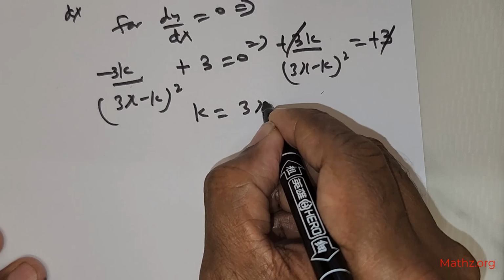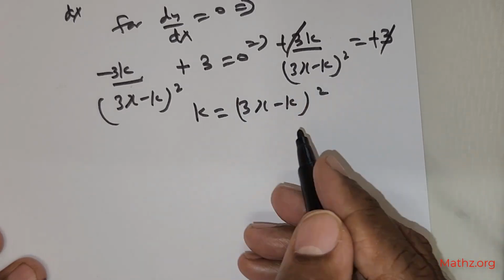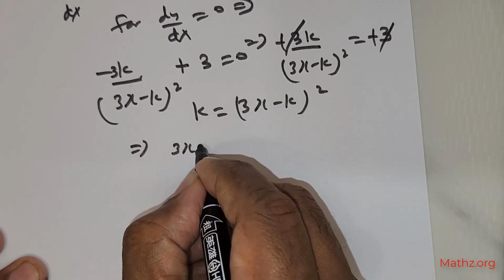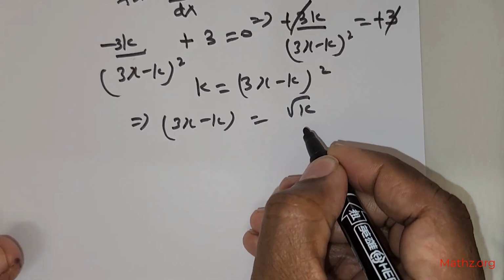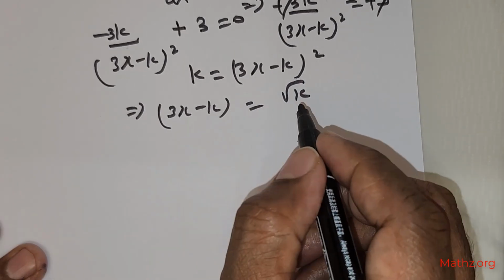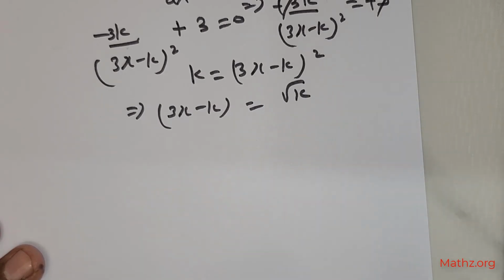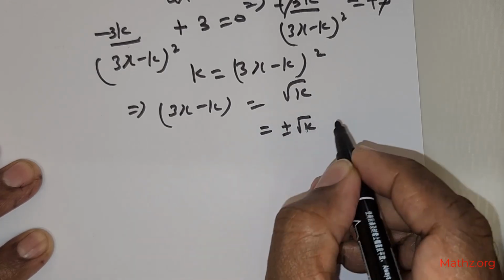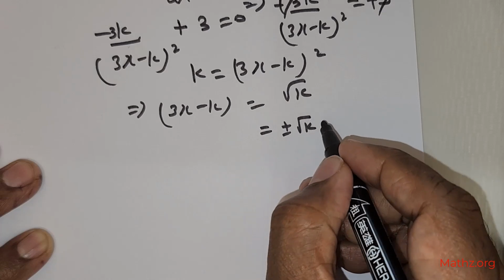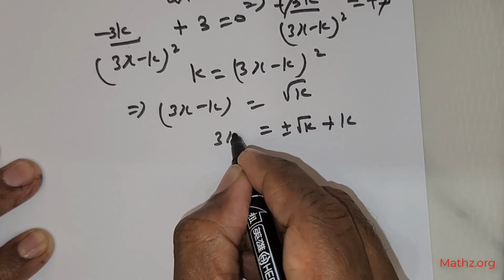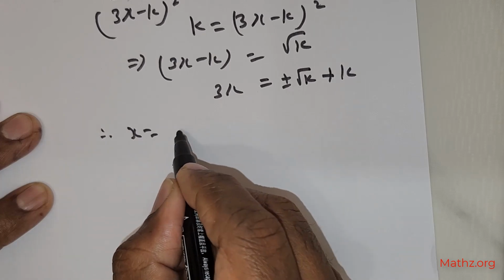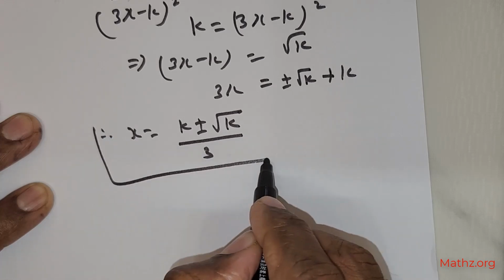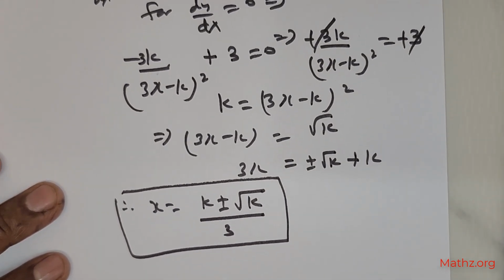k is equal to (3x - k) the whole square. Now you take the square on this side, it becomes square root. So 3x - k is equal to root of k. Now the point is you will have to extract the value of k. So this would give you plus or minus, right? You need to cater to that. So you move this k to the other side, you get positive k. This is equal to 3x. So therefore x will be equal to k plus or minus root of k divided by 3. So this is the first part of the solution.